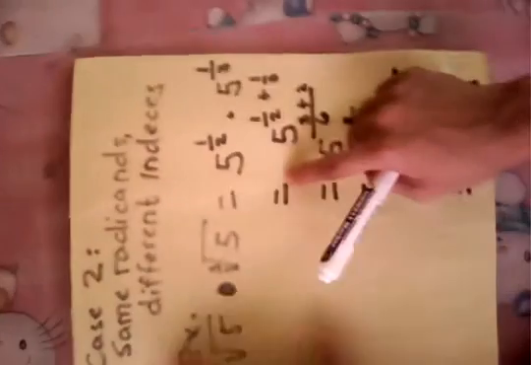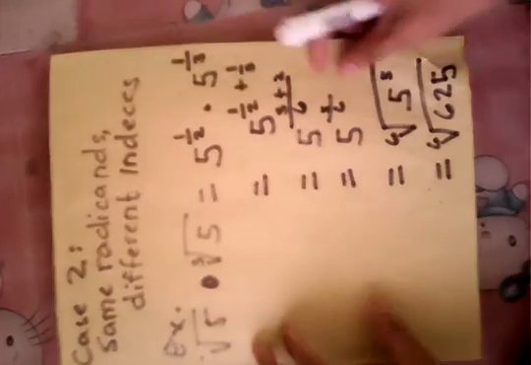So next, we already know how to solve case 2 when we have same radicands and different indexes. Just simply copy the radicands and add the exponents by expressing it in exponential form. Next, the third case, or the last case.